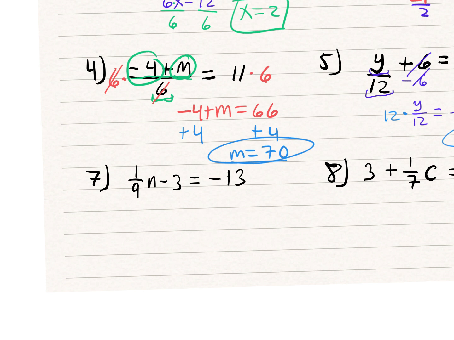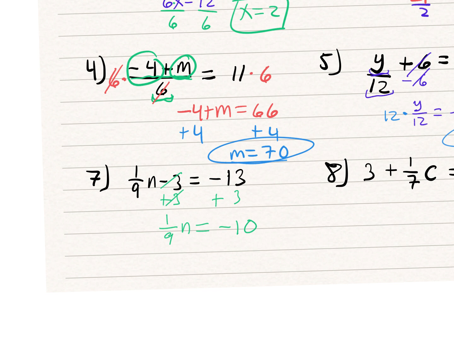And something like number 7 is similar to one of the problems that we did in the one-step equations. So first, let's get rid of that negative 3 by adding 3. Our order of operations backwards: get rid of addition and subtraction first. So we get 1 over 9 n equals negative 13 plus 3 is negative 10. Different signs, you subtract and keep the sign of the bigger one.